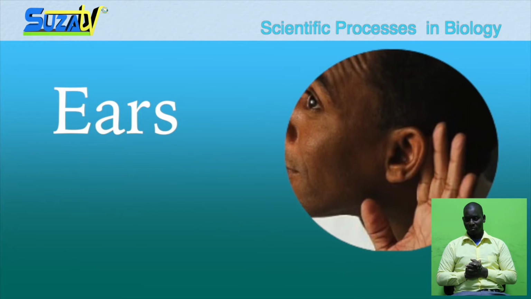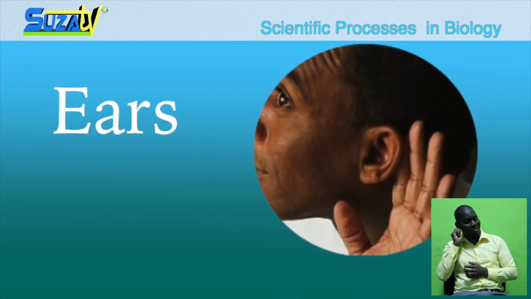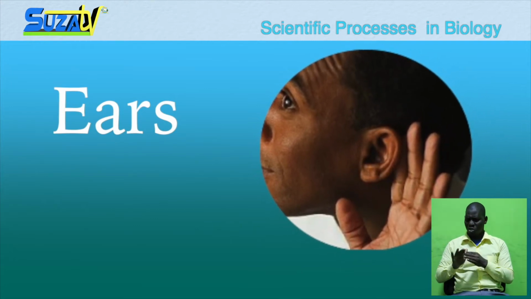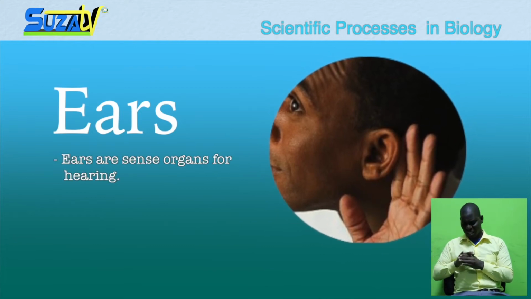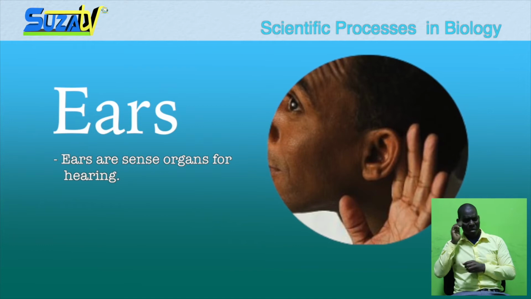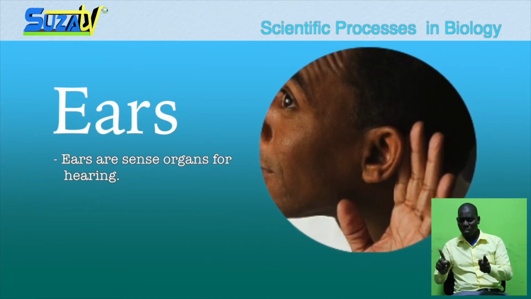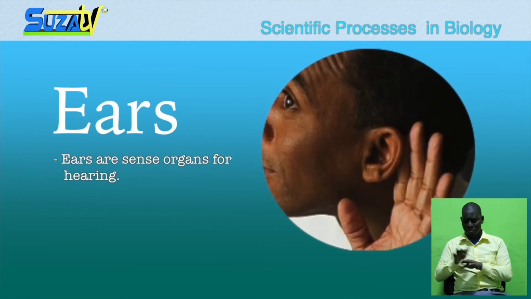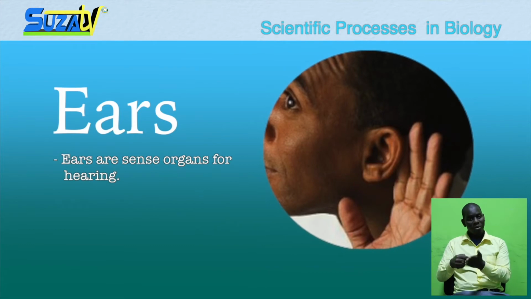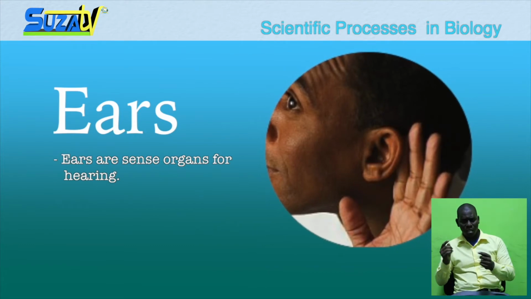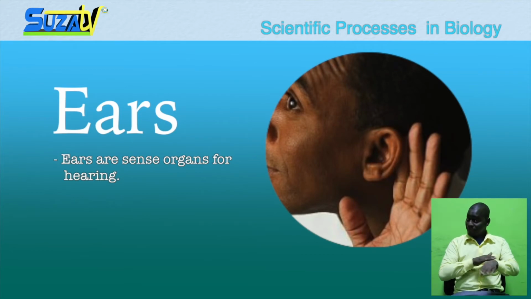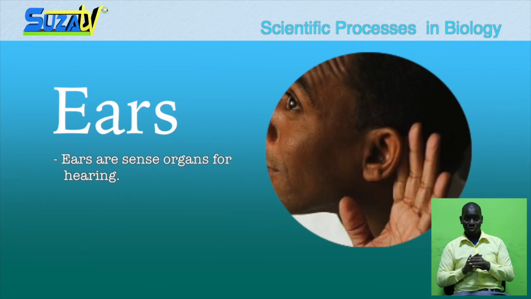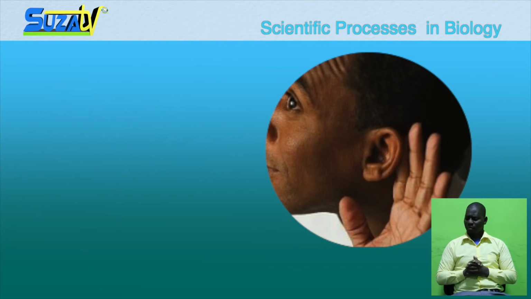Ears. Sometimes you can just use your ears to study various biological concepts. Ears are sense organs for hearing. Many organisms produce different sounds which we can use to identify them. For example, you can differentiate the sound of a cat from the sound of a cow. Also, how do you know that there is water inside the coconut? It is just by shaking the coconut and hearing the sound of water inside it.